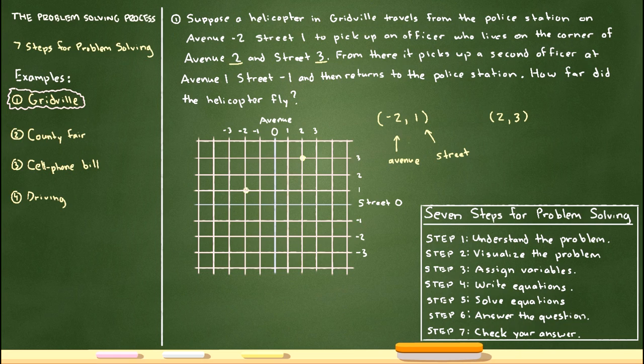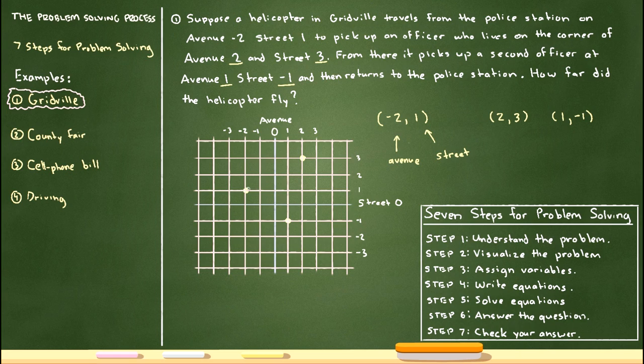Now the helicopter is moving from the police station to this first officer here. And now it's going to move from here to pick up that third officer at avenue 1, street -1. So let me be very careful and make sure I actually have the right numbers here. So our next point is avenue 1, street -1. So where's that? Well, avenue 1 is here, and street -1 is here. Okay, so there is my third point. Okay, great. So that's step 2, visualizing the problem.